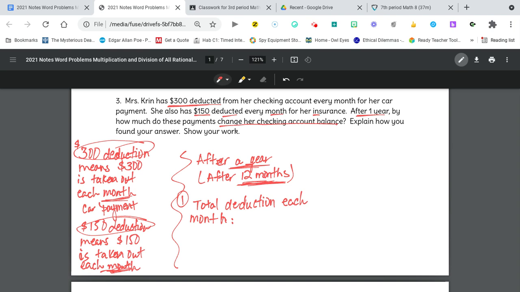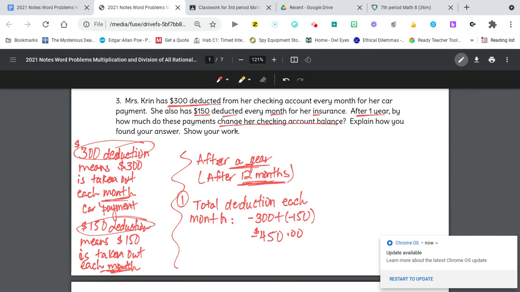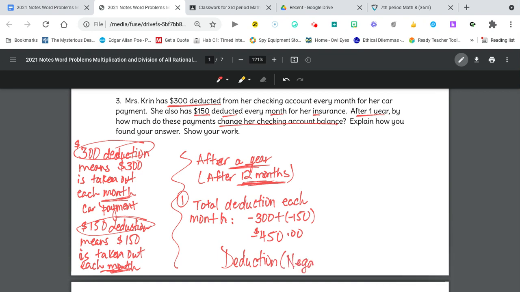All right, because they are deductions, I'm going to write them as negative. So negative 300 plus negative 150. I'm going to add those. So my total deduction is represented by negative 450. Negative because it is a deduction, okay? Don't put 450, put negative 450. A deduction will be considered as negative, guys. So negative 450 is coming out every month.